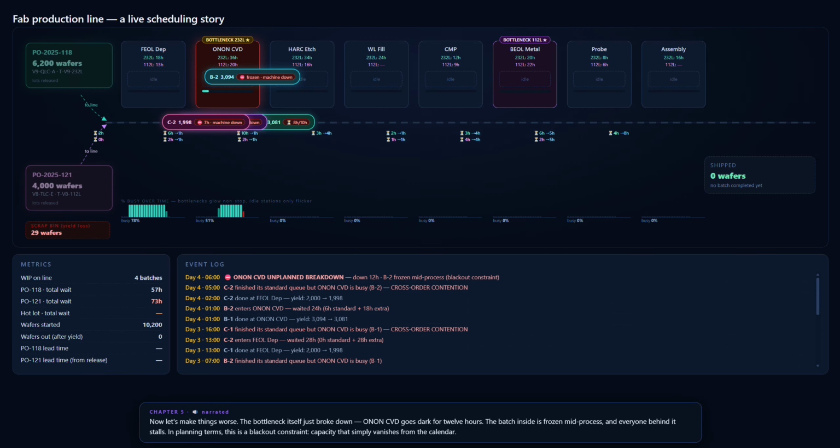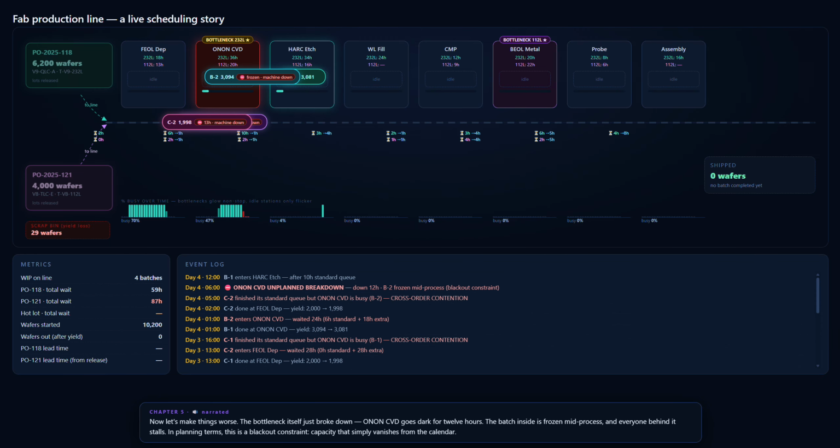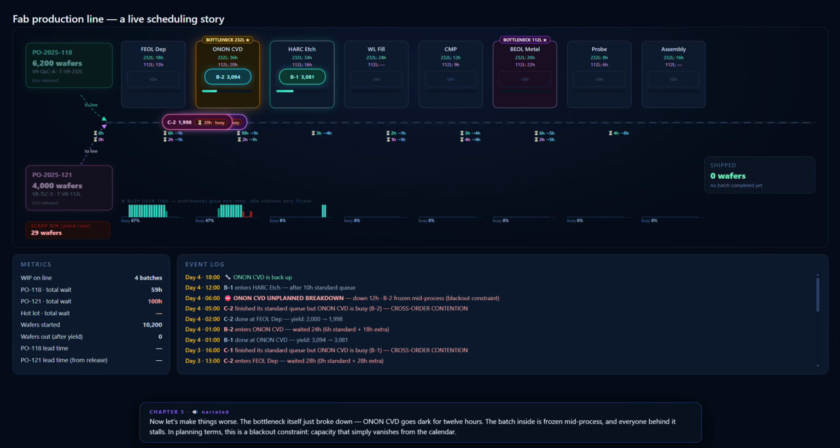Now let's make things worse. The bottleneck itself just broke down. On CVD goes dark for 12 hours. The batch inside is frozen mid-process, and everyone behind it stalls. In planning terms, this is a blackout constraint, capacity that simply vanishes from the calendar.